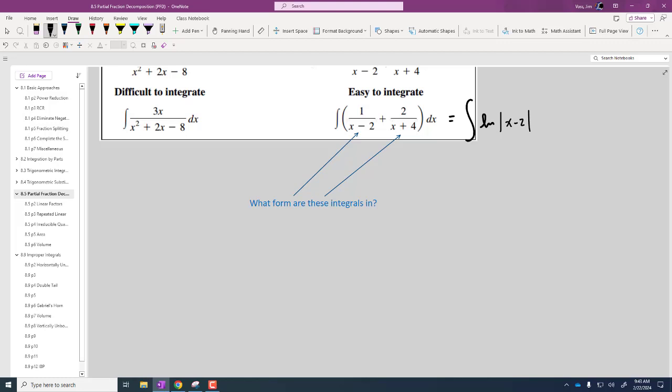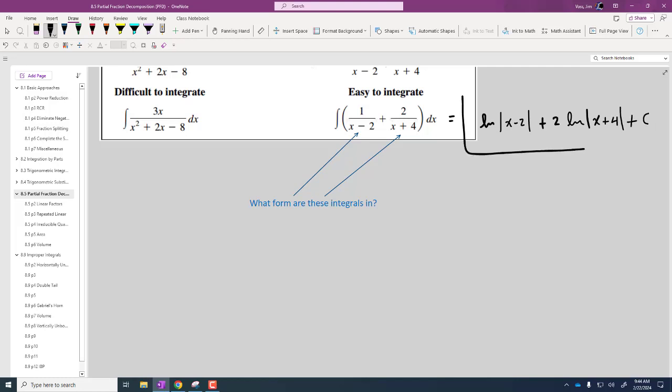Oops, I don't need the integral, I just integrated. So we don't need it. As soon as we integrate, that integral symbol vanishes. This is in log form. The derivative of the bottom is the top. Here we can think of factoring out the 2, and then the derivative of the bottom is the top. So we would end up with 2 natural log absolute x plus 4 plus c.